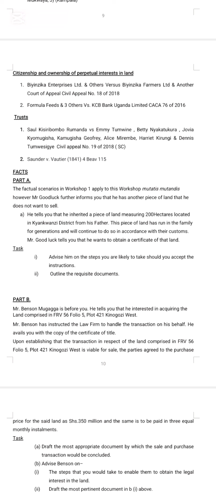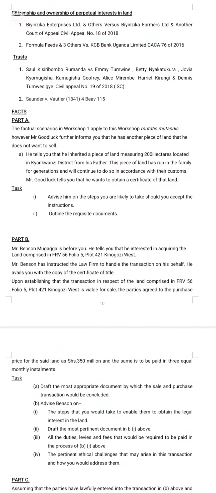You also have to look at Formula Feeds versus KCB Bank Uganda Limited. Of course, the court is reiterating that a non-citizen cannot own land by freehold. You can only own land by leasehold. That one is supported by the Constitution as well as the Land Act. We shall also look at the law governing trusts. If you want to, you can also create a trust for your land and give it to your beneficiaries. And we have seen Sounder versus Volunteer, which discusses trust land. So we shall also look at the Trustees Incorporation Act and how you can make a trust for land.